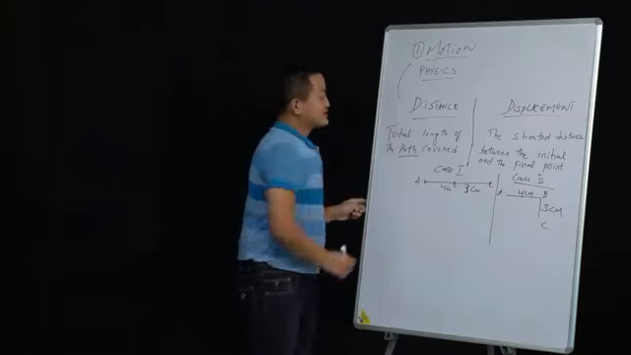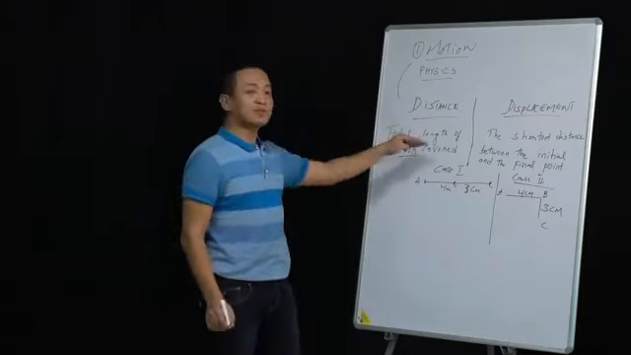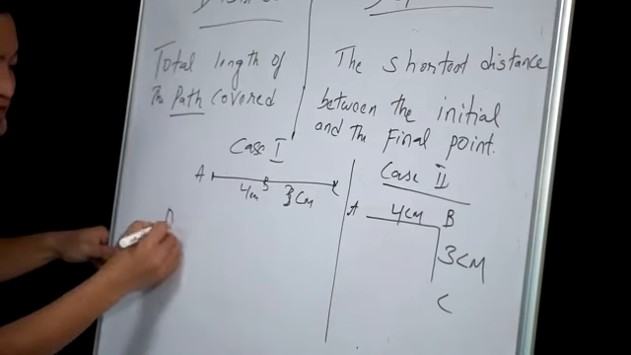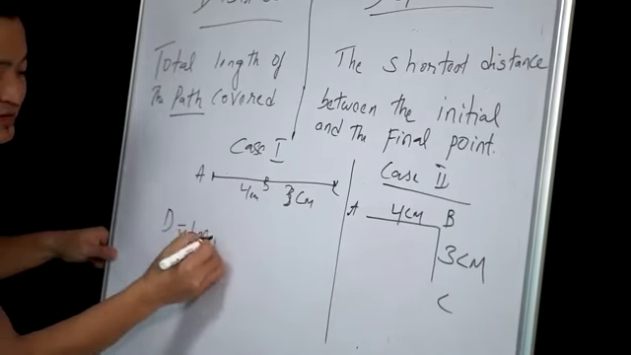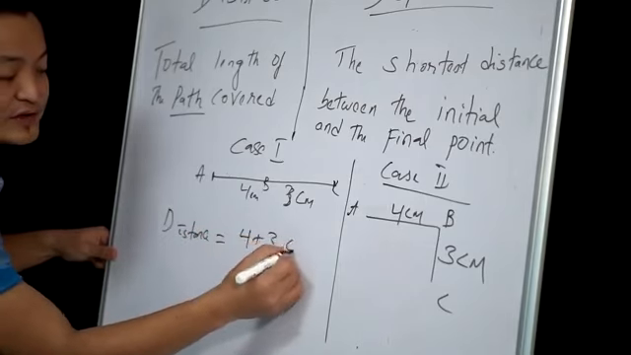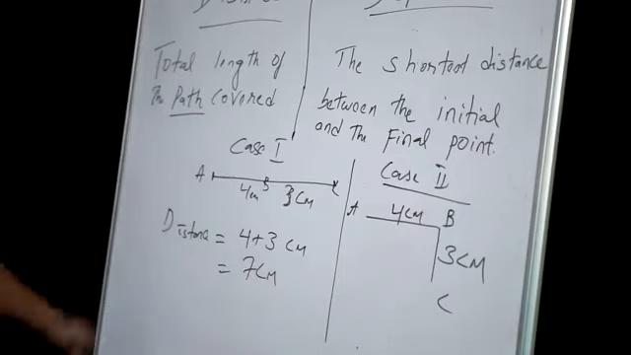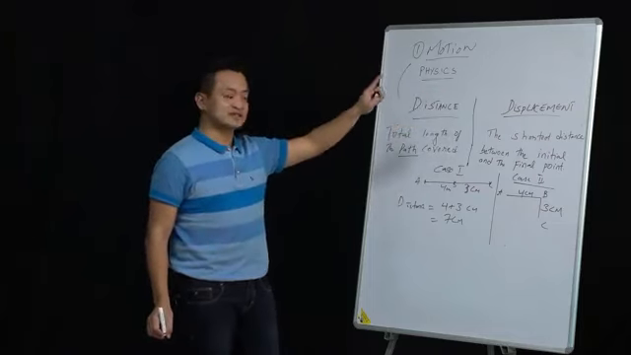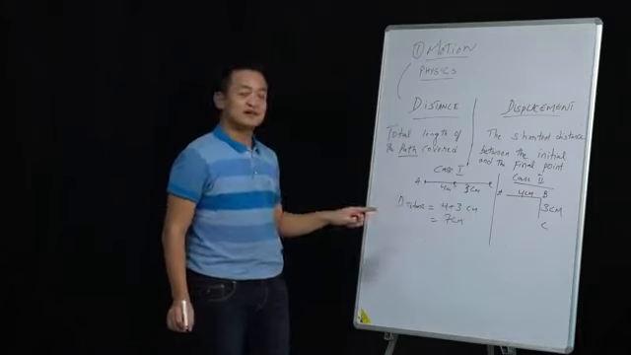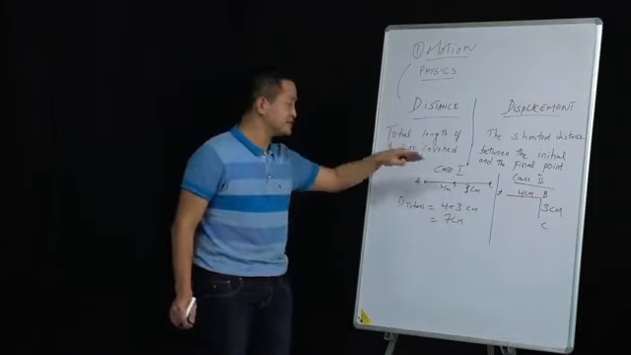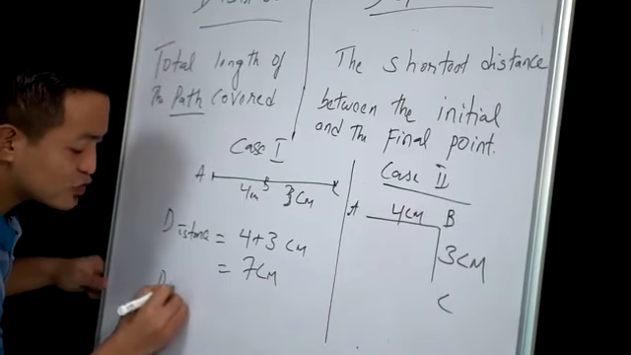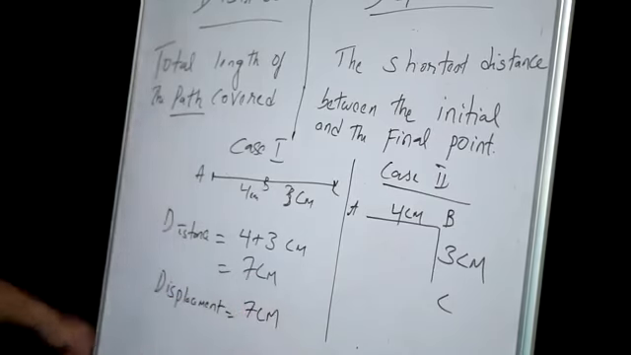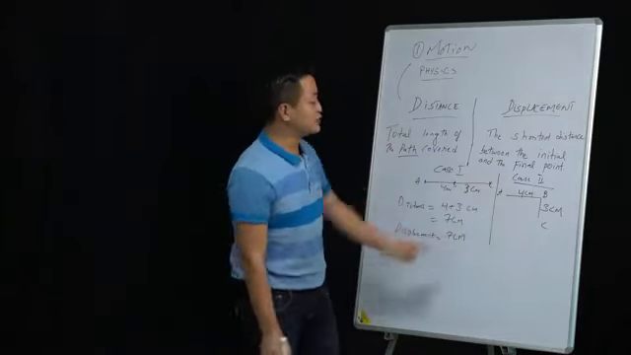Clear? So what did I say, students? I said that distance is the total length of the path covered. So this is the path from A till C. That means here the distance is 4 plus 3 centimeter, that is 7 centimeter. Clear? And if I say displacement, that means the shortest distance. So what will be the shortest distance here? Since it is a straight path, the displacement is going to be the same thing. The displacement is 7 centimeter. Clear? But in case 2, here you will see the major difference.